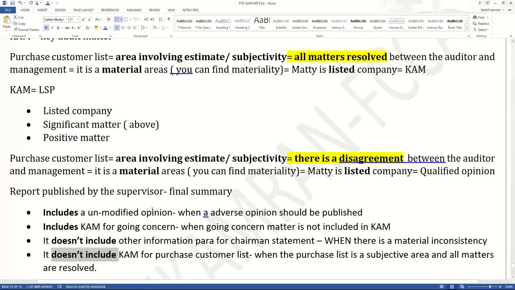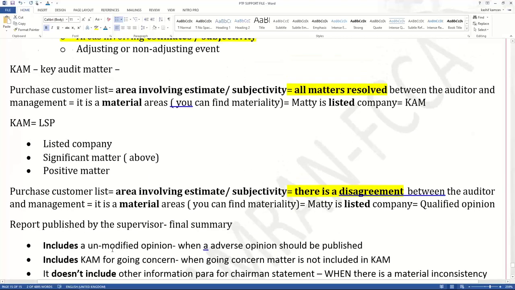5 marks. I hope you can write more than a 5 marks answer here. There are so many issues in the report published by the supervisor. So are you getting a clear analysis of this question number 3 of the June 21 exams? The 5 marks of reporting.